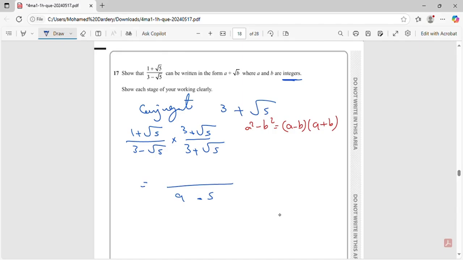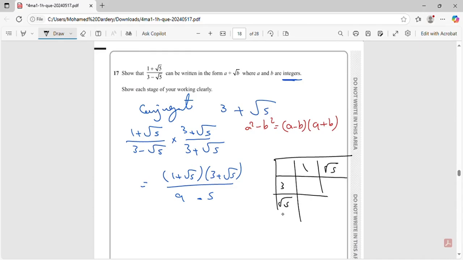Of course, I can multiply the numerators together, which is 1 plus root 5 multiplied by 3 plus root 5 also. And in draft, I will apply this one. It will be like 1, here root 5, here 3, here root 5. Then we can apply them together. This is 3, 3 root 5. This is root 5 times root 5, which would be 5. Now we can note that it equals 8 plus 4 root 5.